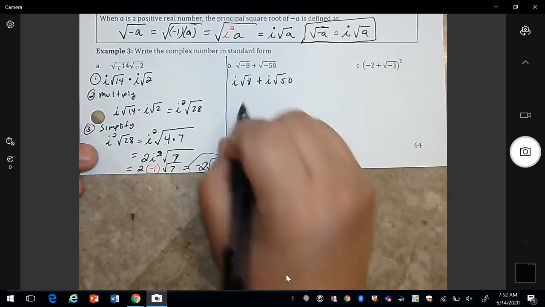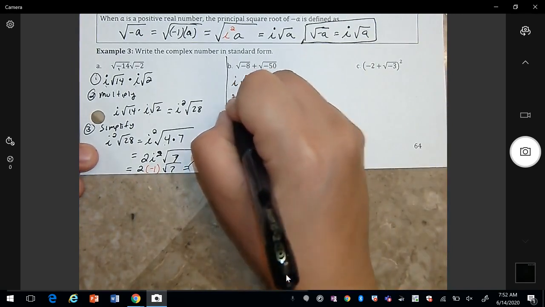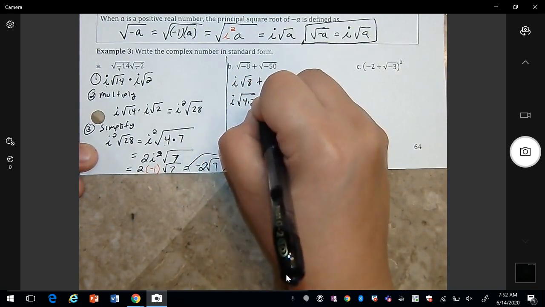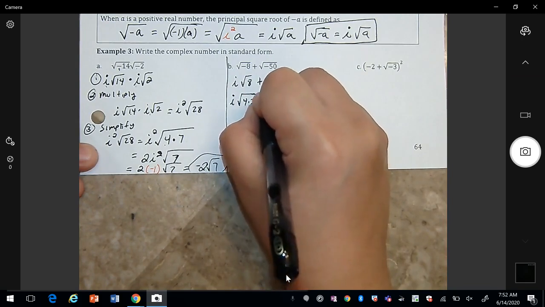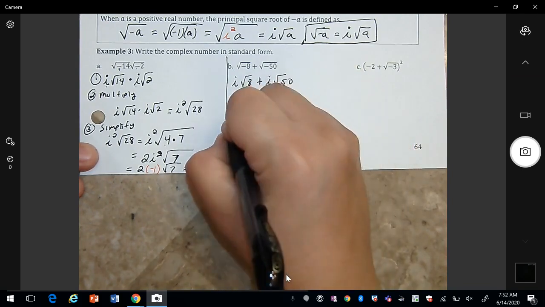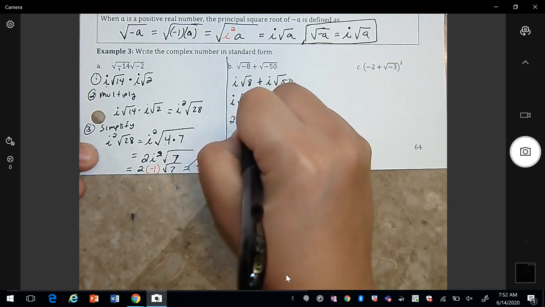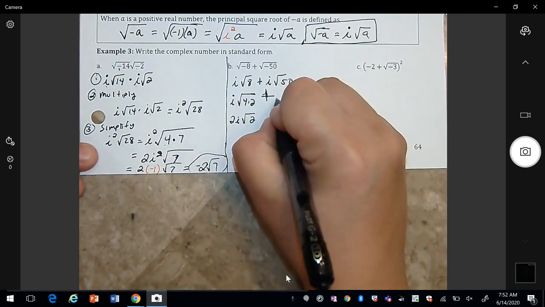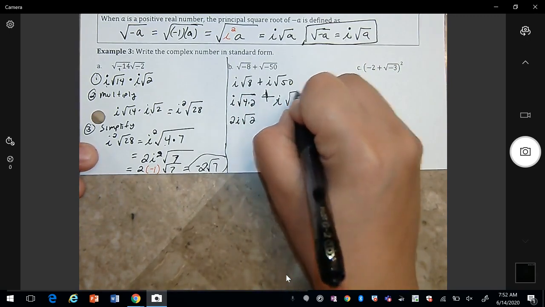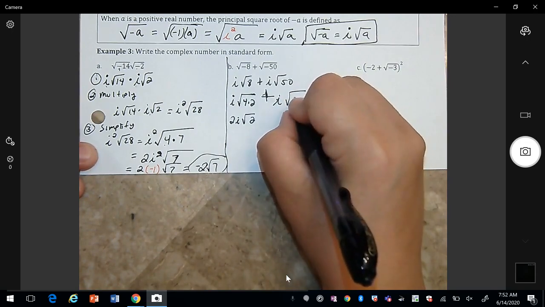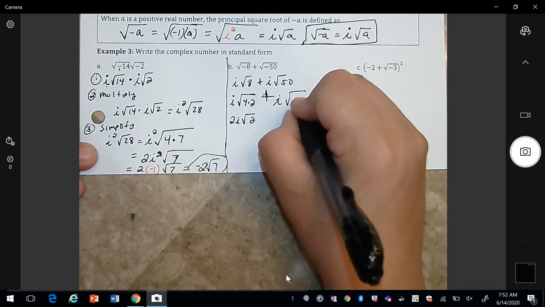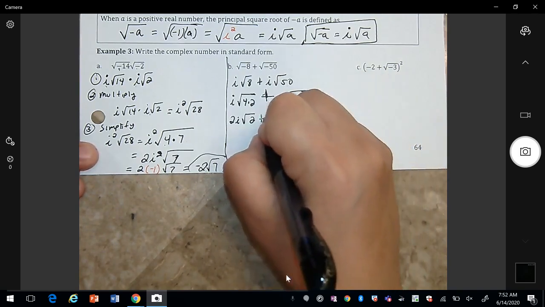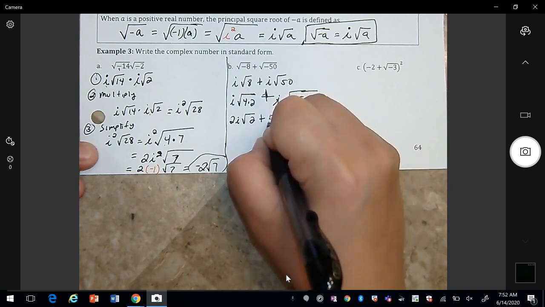So first let's simplify 8. 8 can be written as 4 times 2. Okay, so the square root of 4 would be a 2. Since we have a 2 left in here, when we write 50, we want to make sure that we're using that 2 as well. So 2 times what would give me 50? 25 times 2. Square root of 25 is 5.